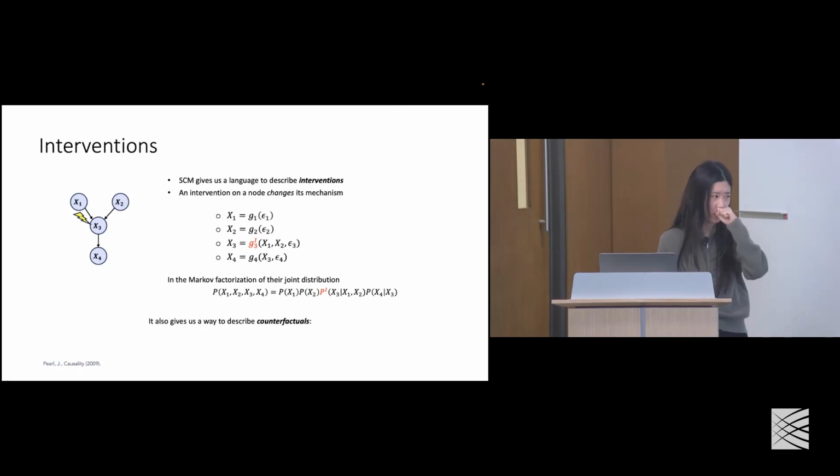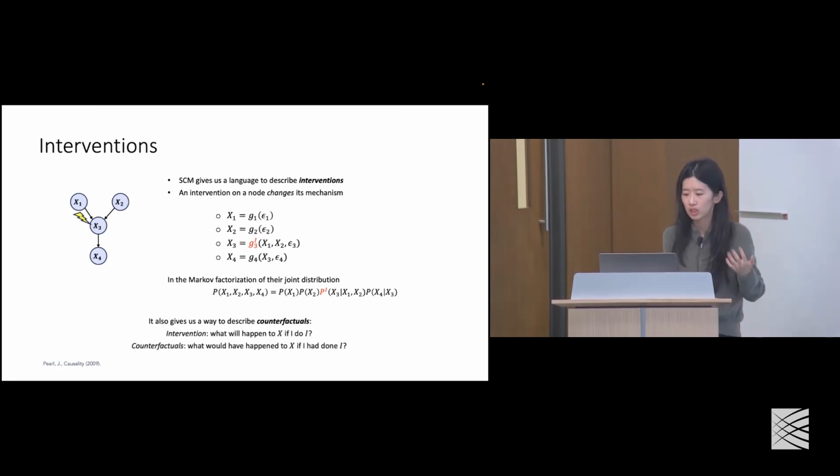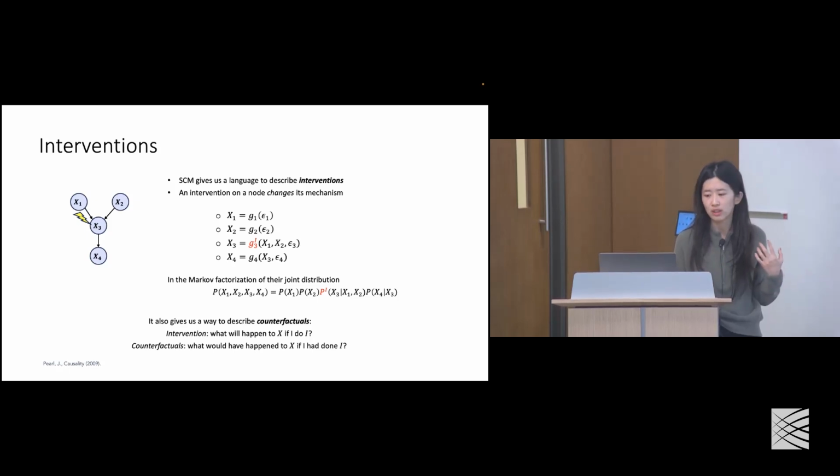I won't be talking too much about counterfactuals, but I will just give a definition of counterfactual here to see how it contrasts with interventions. Usually when people talk about counterfactuals, they think about questions such as what would have happened to the system variable if I had done some intervention I, whereas intervention is what will happen to X if I do I. The difference in mathematical forms is that after you do an intervention, you can just look at the interventional distribution by itself.